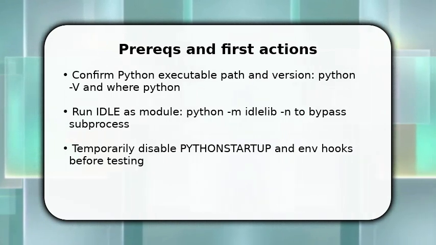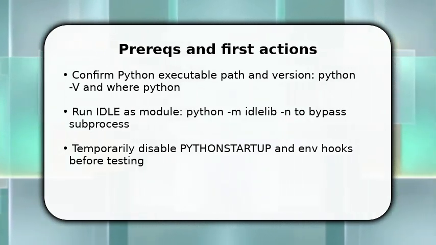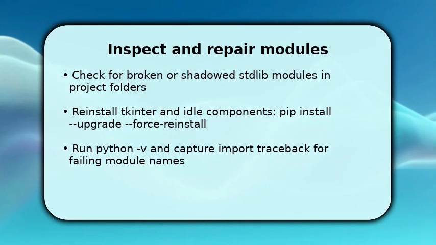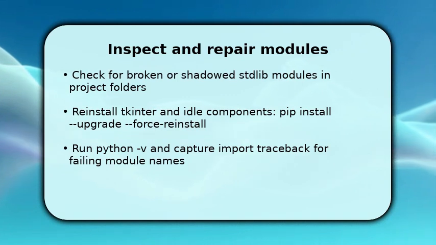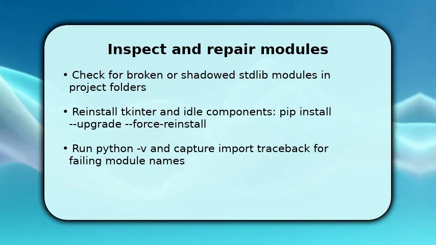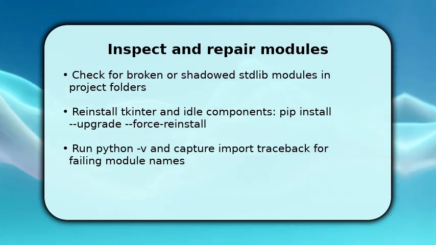You now look for module conflicts and damaged libraries that break the IDLE subprocess. First, check your project and working directories for files named like tkinter.py, sys.py, or idlelib that shadow the standard library. Move them away.